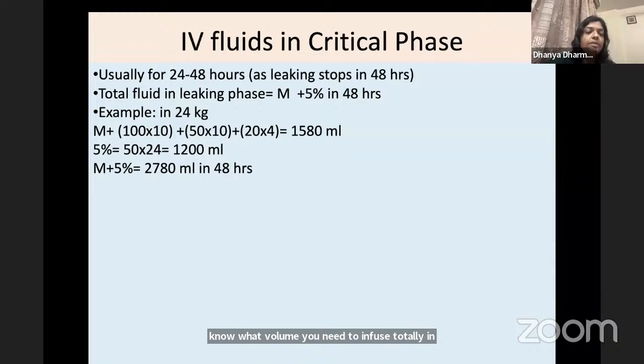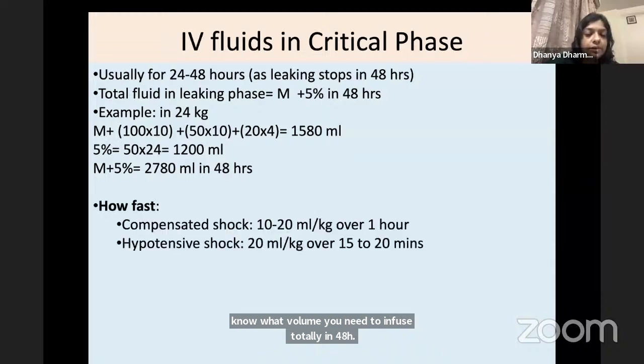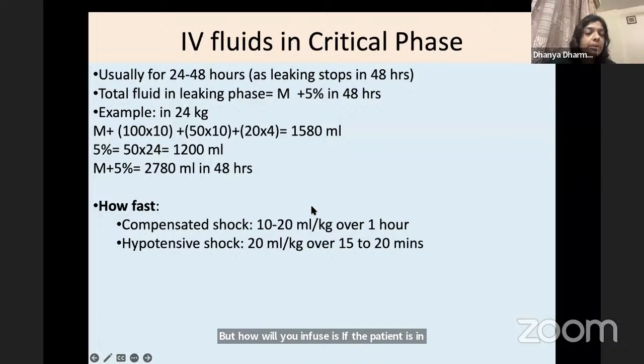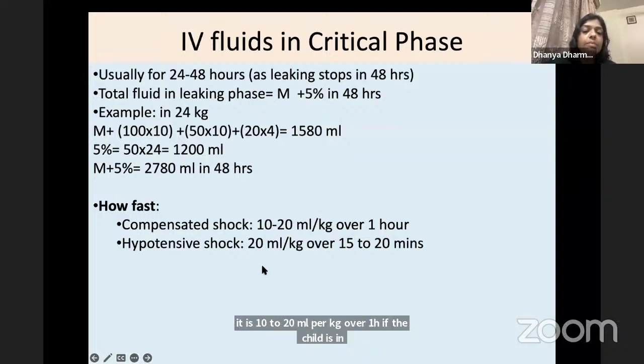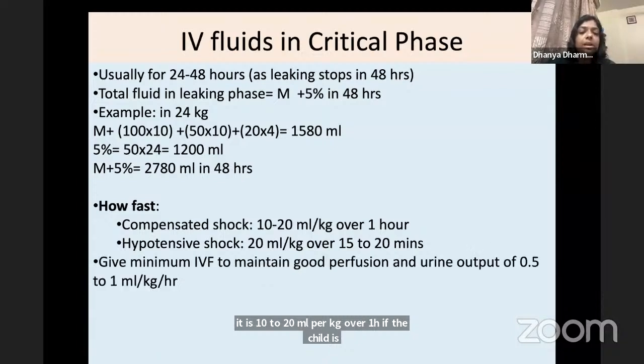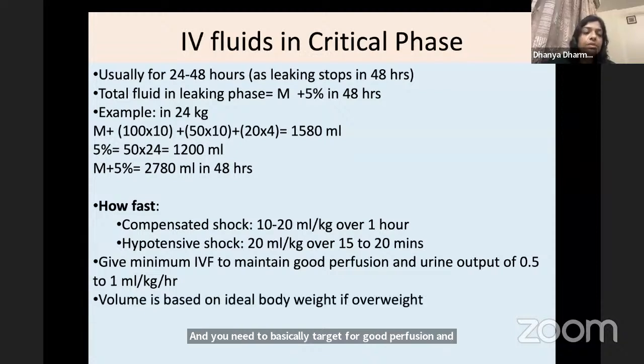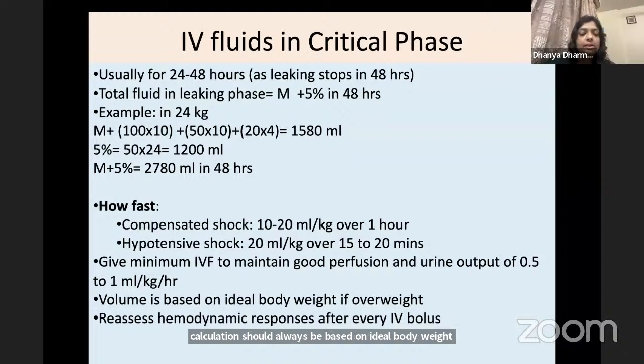But how will you infuse? If the patient is in shock, it is 10 to 20 ml per kg over 1 hour. If the child is in hypotensive shock, a larger volume in a quicker time, that is 20 ml per kg over 15 to 20 minutes. You need to target good perfusion and urine output of 0.5 to 1 ml per kg per hour. This calculation should always be based on ideal body weight if the child is overweight. And every bolus you have to reassess.